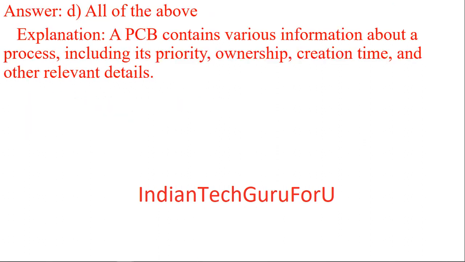Answer: D. All of the above. Explanation: a PCB contains various information about a process, including its priority, ownership, creation time, and other relevant details.